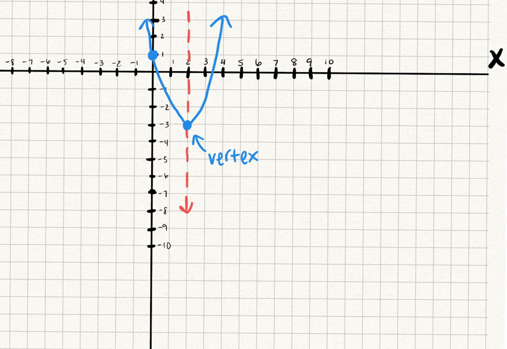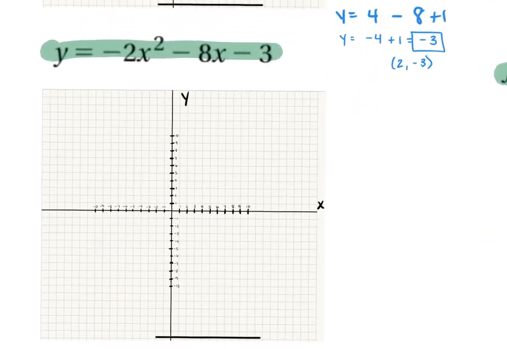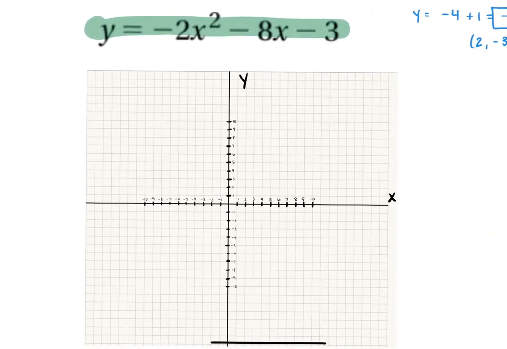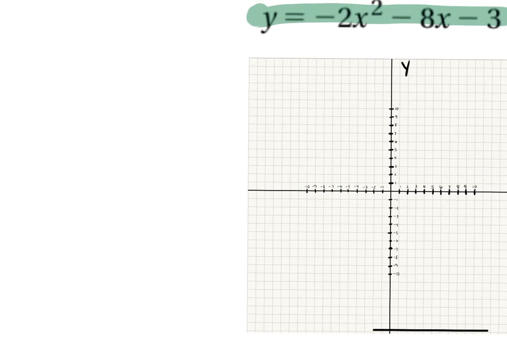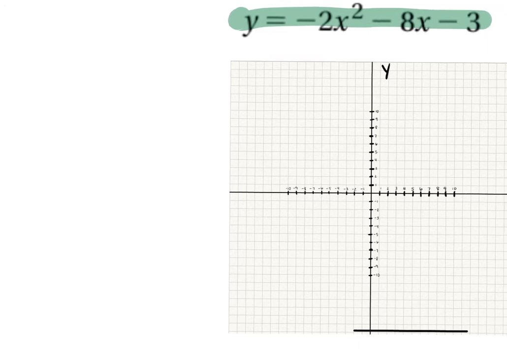Okay. Any questions? This one, okay? I want to look at y equals negative 2x squared minus 8x minus 3. All right, check it out. So we've got to identify A, B, and C.